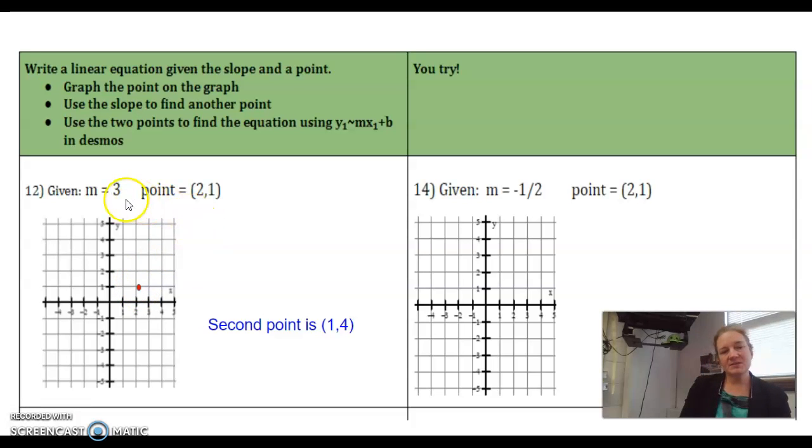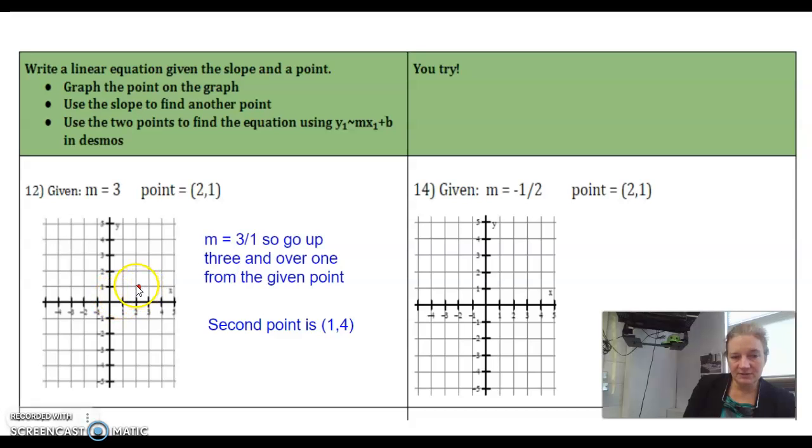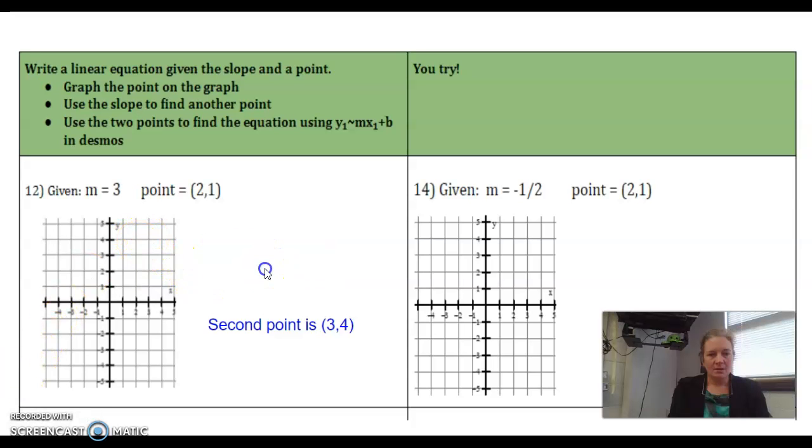Now I'm going to use my slope, which is really 3 over 1. What I'm doing is I'm going to count from the point I was given. I'm going to count up 3, and then I'm going to count over 1. And you know what? I just realized I did this wrong. Miss Barnett, you did it wrong. It should have been the other way. Okay, so even teachers make mistakes.